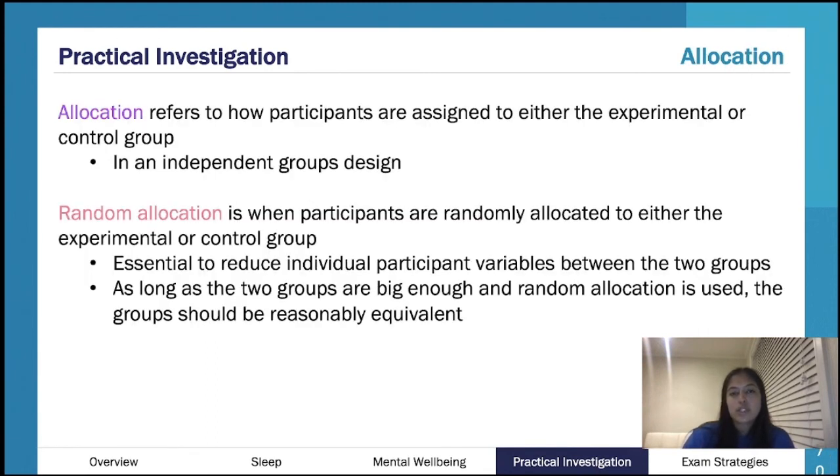Okay, and so everything should also be randomly allocated. So once you get your sample, let's say you've got independent groups, you should randomly allocate people to your experimental group and your control group. Otherwise, again, you may get a not nice shuffle of different participant variables.